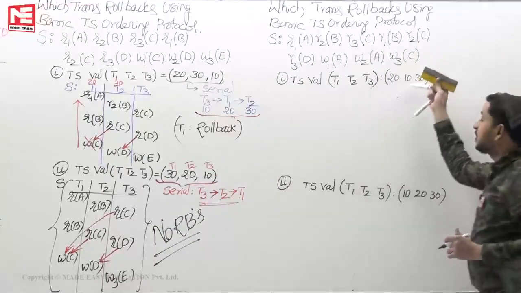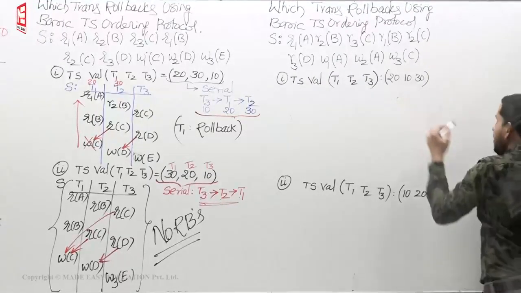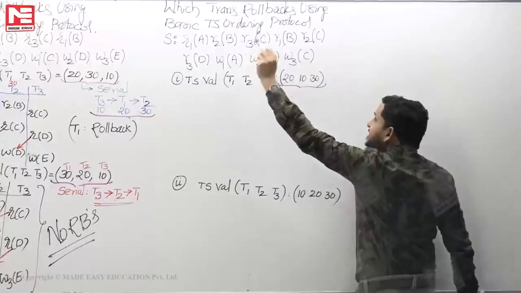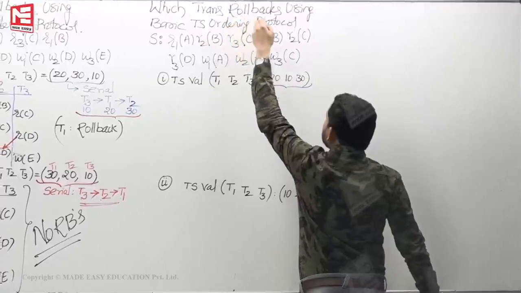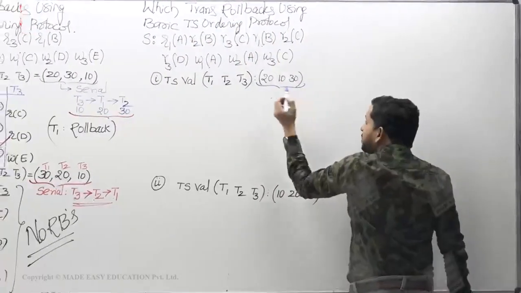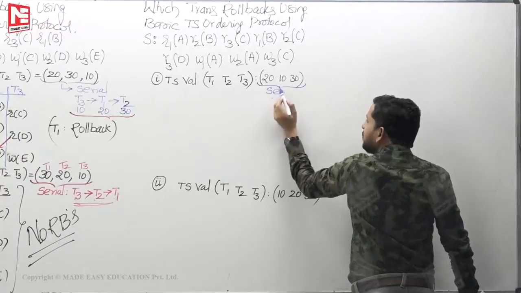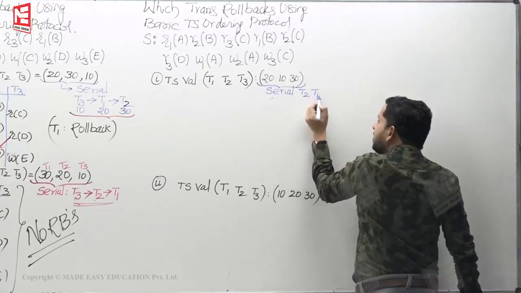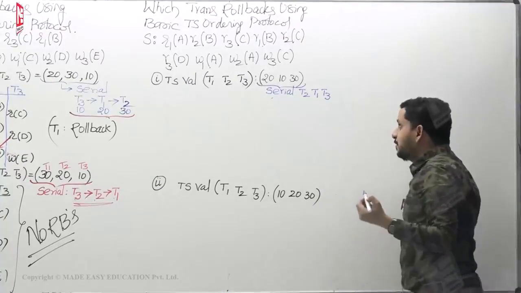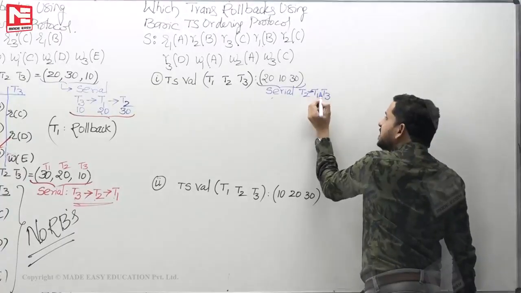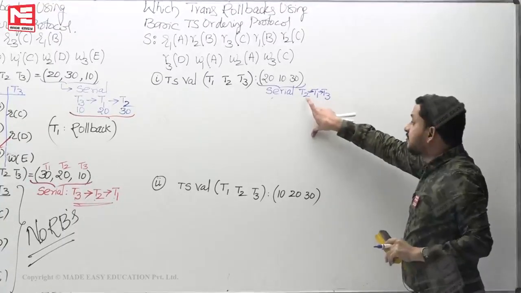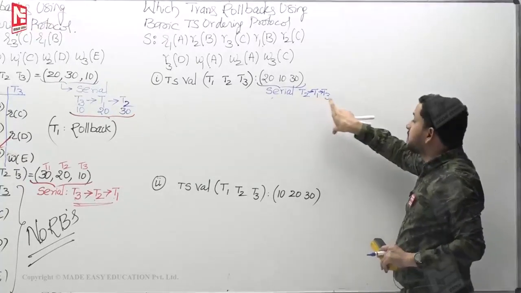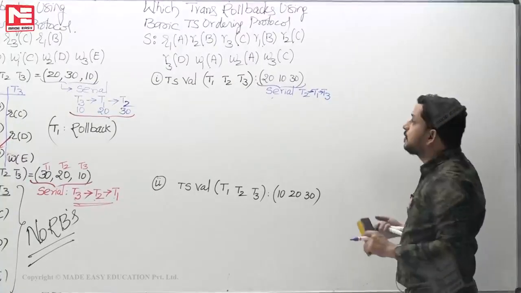Okay? Similarly, we can test for this one. According to this schedule, the question is the same: which of the transactions rollback using the basic timestamp ordering protocol? So what is the expected equal serial schedule? T2, T1, T3 is the equal serial schedule. So with T2 preceding T1 and T3, what conflict pairs are allowed? T2 precede T1 allowed, T1 precede T3 allowed, T2 precede T3 allowed. These are the allowed conflict pairs.